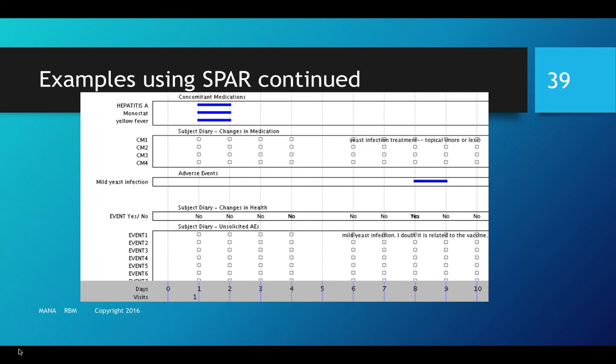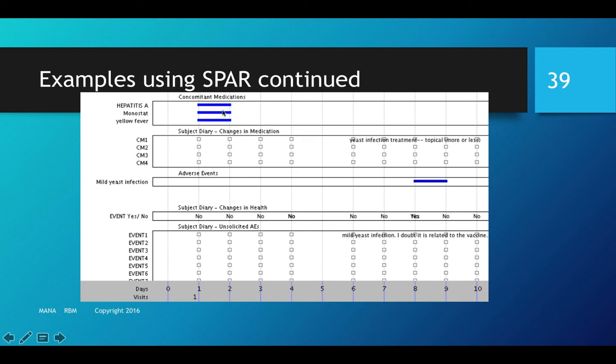So I'm ready for the next slide. This next slide shows another example of how an error in the data is quite evident. I'm looking at the AE here for a yeast infection. You would expect the ConMed and the AE to be lined up with each other. Here you see Monistat is lined up at day 1, and the yeast infection down in the adverse events section is lined up over day 8.